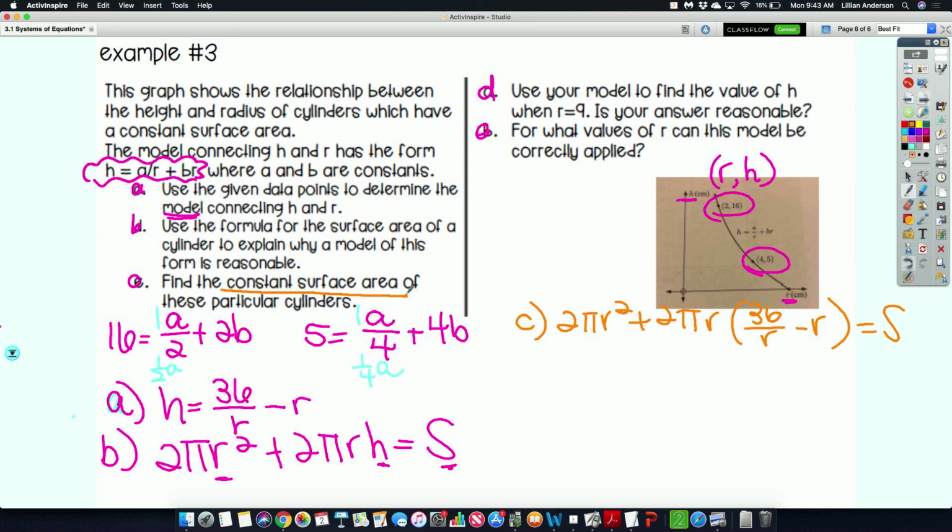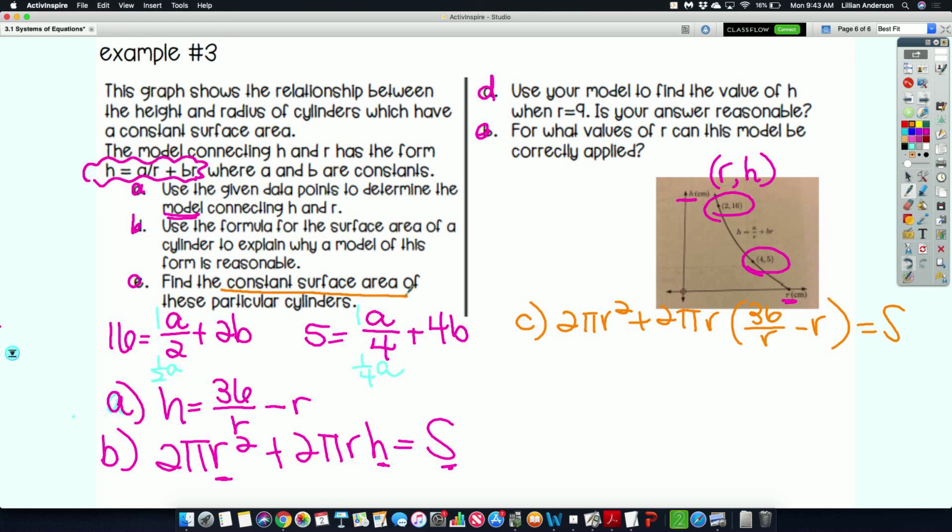But that's not actually telling me, I'm looking for an actual numerical value. Like, what is the surface area when the radius is 2 and the height is 16, or when the radius is 4 and the height is 5? I could use, and do what? Substitute it in. I can just plug it in.